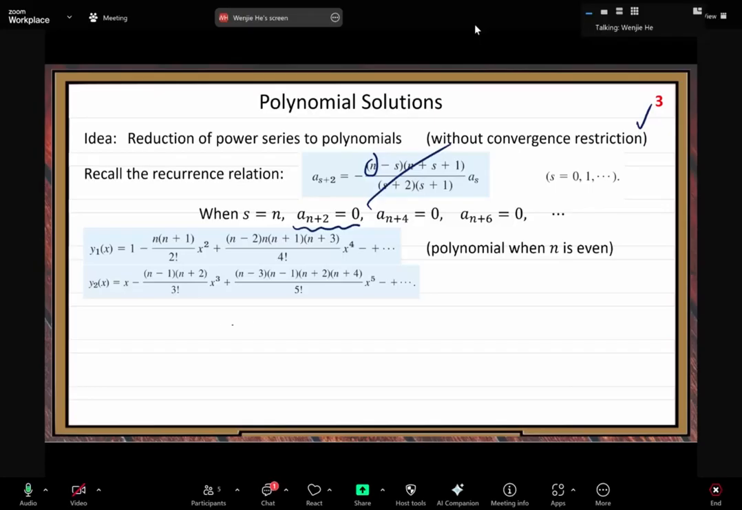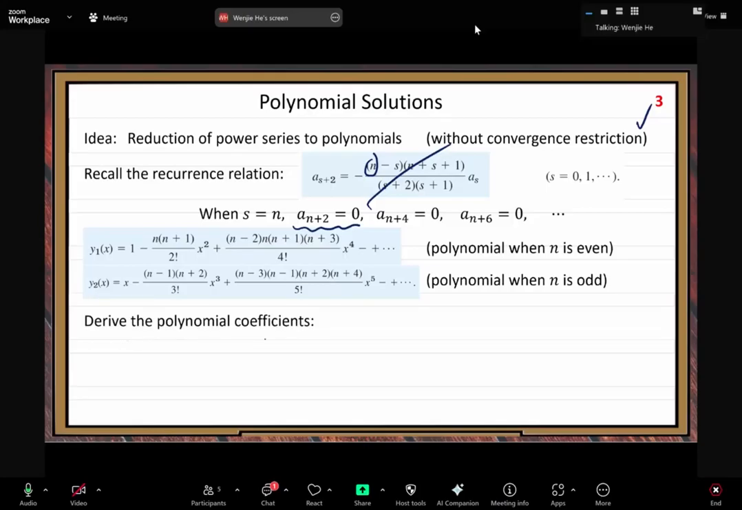When n is even, yes. But when n is odd, the y2 function is 0. But not both. Here it's not both.